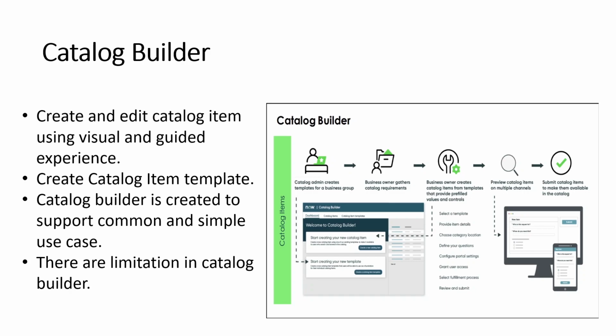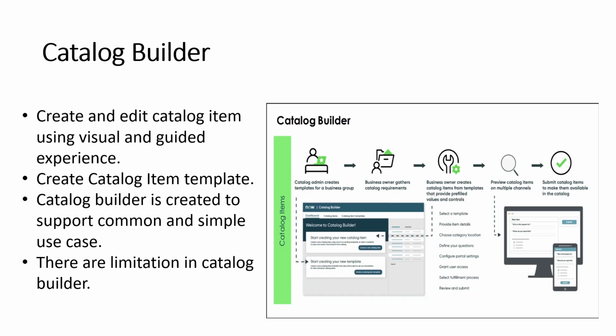Then you can create a catalog item template. Catalog builder is created to support common and simple cases. You have to remember where we can use the template concept for common and simple use cases. We can use catalog builder for those, but definitely some limitations are there in catalog builder that I'm going to show you while creating the iPhone 14 catalog item. So you will understand why in some cases we need to use the traditional catalog item approach, creating a new item and so on. So that would be it for catalog builder understanding.